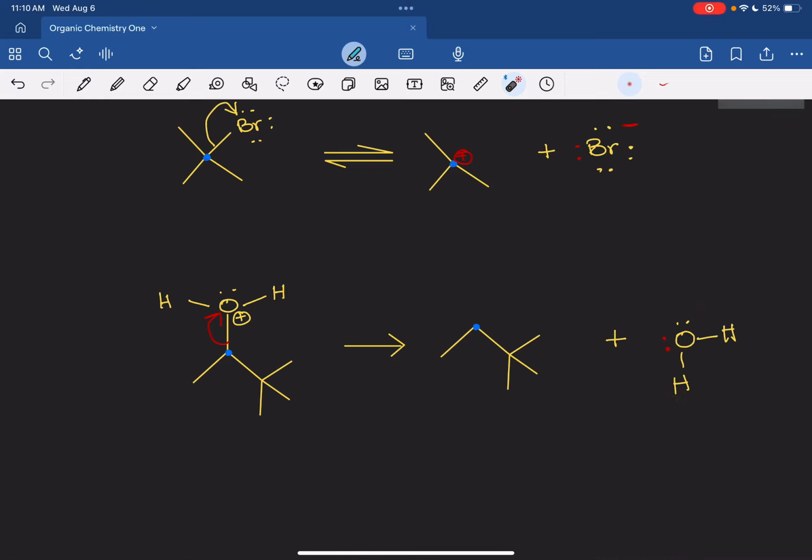And from that introductory playlist, you should know that an oxygen has no charge on it when it has two lone pairs and two single bonds. Anything else, there is a charge. So for example, look at this oxygen.